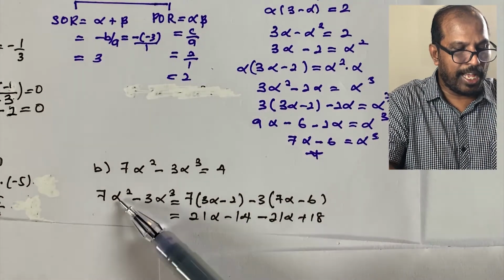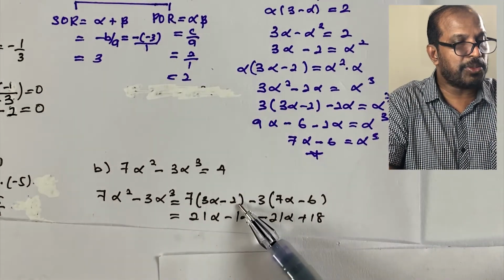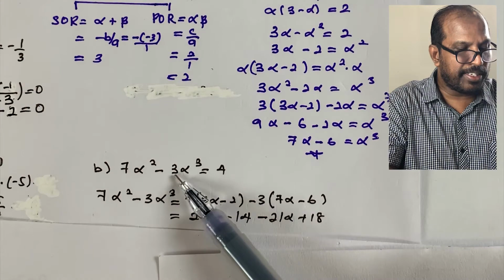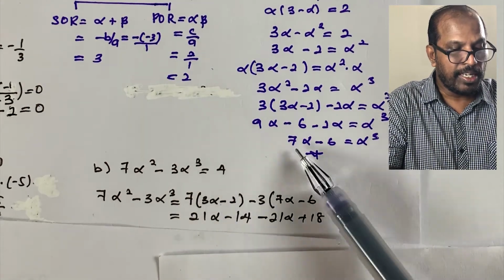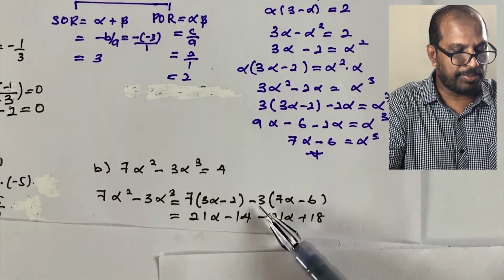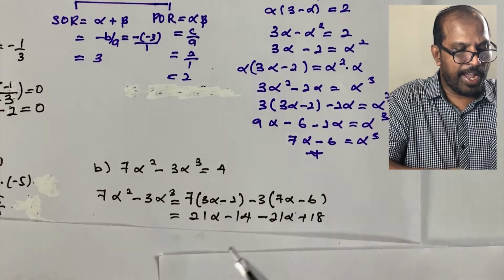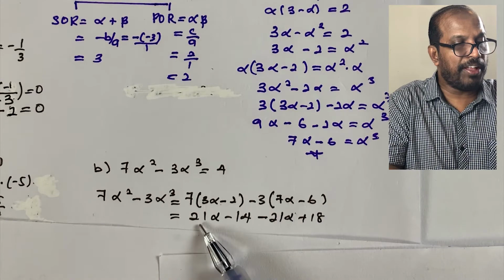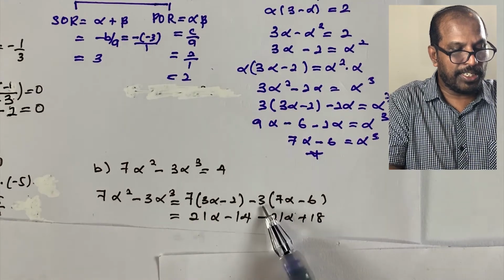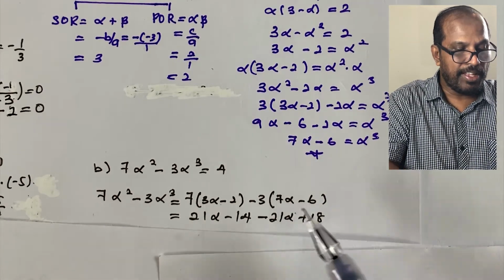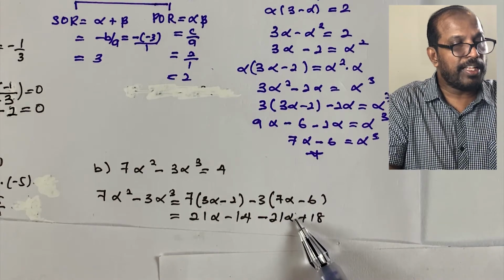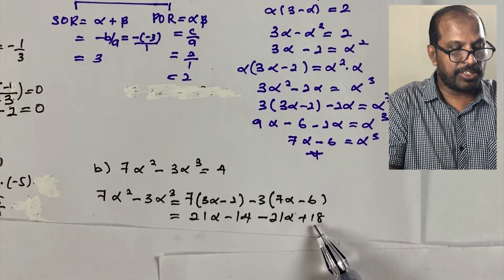So I substitute the alpha square with 3 alpha minus 2, and I got minus 3 alpha cube. And alpha cube is 7 alpha minus 6, so I substitute 7 alpha minus 6 for the alpha cube. Now I expand. 7 times 3, 21 alpha. 7 times negative 2, negative 14. Negative 3 times 7 alpha, I got negative 21 alpha. And negative 3 times negative 6 equals 18.